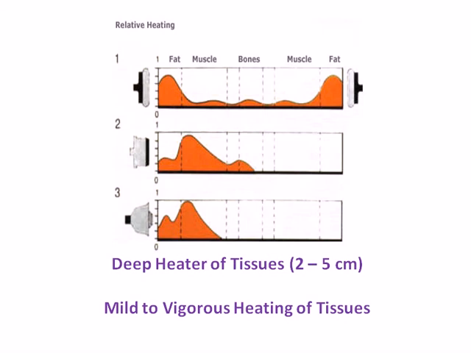Though physiological responses to shortwave diathermy include non-thermal effects, in physical therapy, shortwave diathermy is mainly used for its thermal effects at depths of 2 to 5 centimeters, from mild to vigorous heating.